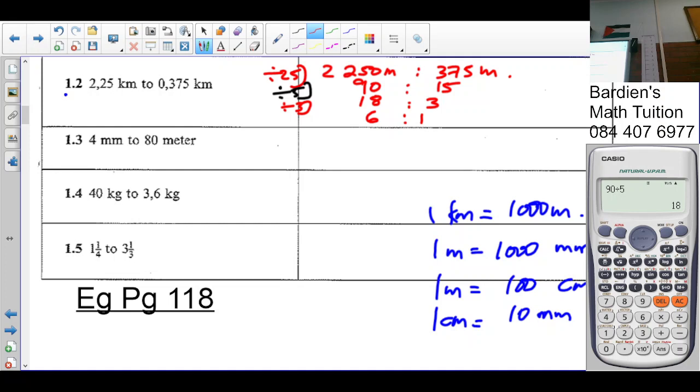Right. Number 3. 4 millimeters to 18 meters. Are they in the same unit? No. So I must get them in the same unit. Which one is smaller? 1 millimeter or 1 meter? 1 millimeter is smaller. So we're going to convert the 18 meters to millimeters. So do that quickly, and then you simplify it into its simplest form.